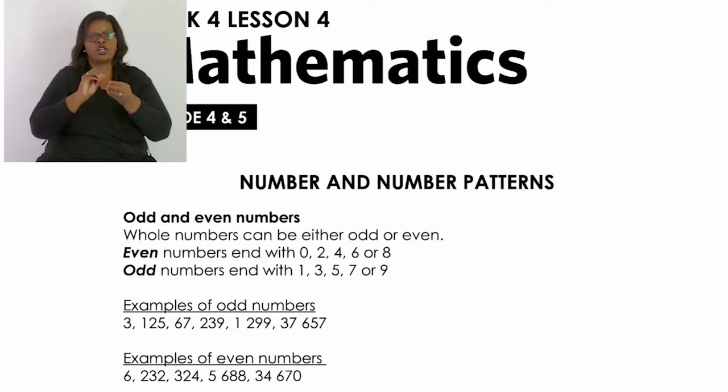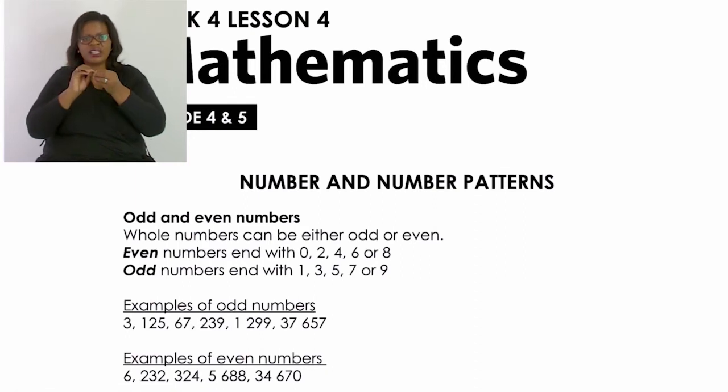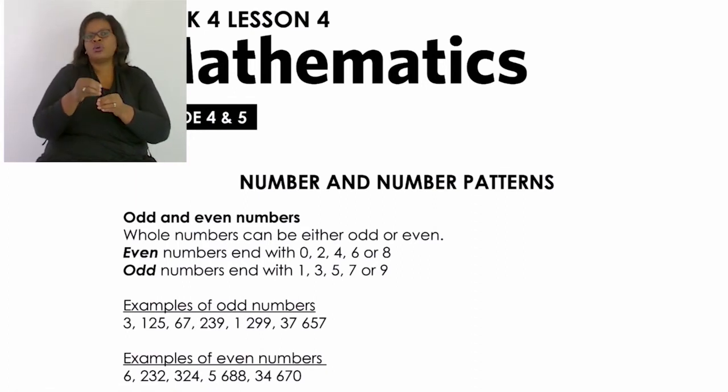The first one is 3, the next one 125, the third one 67, then 239, 1,299, 37,657. So when you are identifying odd numbers, you are just looking at the last number. If the last number is ending with one of the numbers which are listed on top, it means it's an odd number.